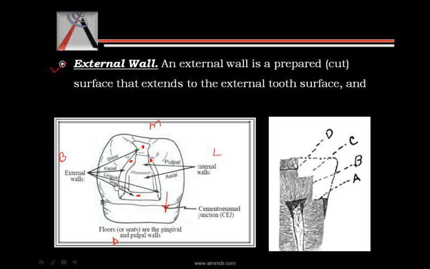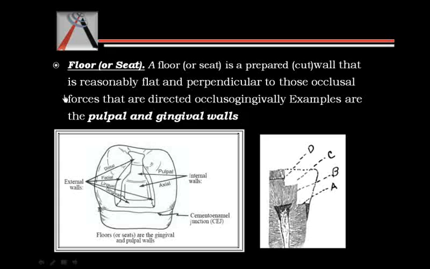So you can say gingival wall is a variety of the external wall. In this diagram we can see this is the external wall which is touching onto the exterior of the tooth surface. Then we have a term that is called the floor or seat.